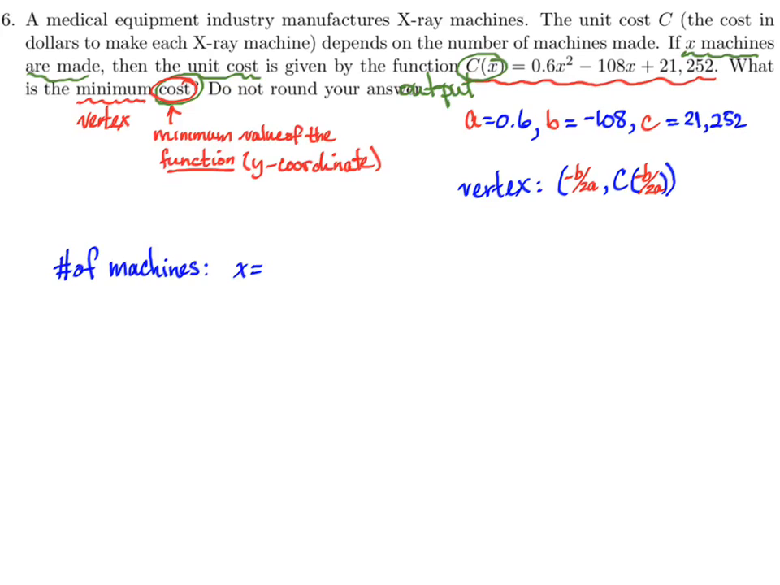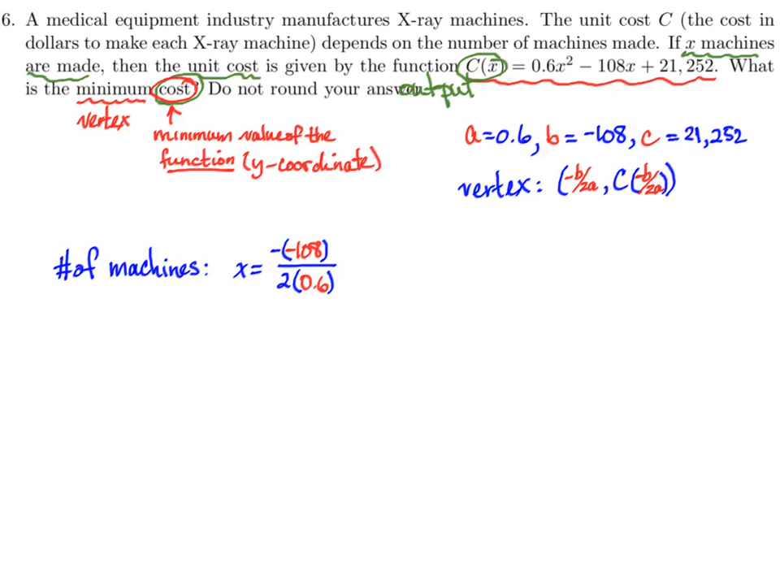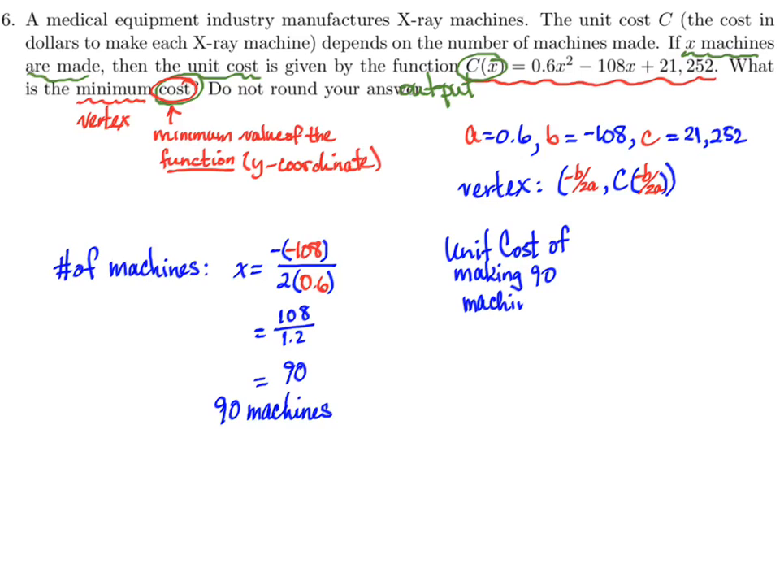So let's find it. So x is going to be negative 108 over 2 times 0.6. And so simplifying that, we get a positive 108 over 1.2, which is 90. So that means you have to make 90 machines to minimize the unit cost. So let's figure out what that minimum unit cost is. We have to plug 90 in. So we're finding the unit cost of making 90 machines. So we're plugging 90 in to the function.